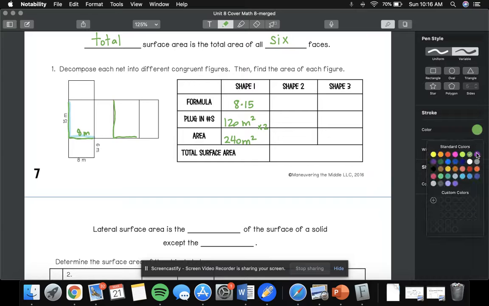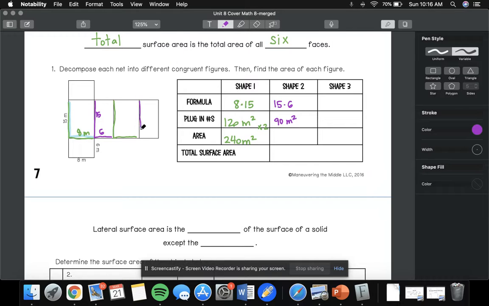Okay, so now let's pick another shape. Let's pick the skinnier one. Okay, so this one is still 15 meters long. But now we have to figure out how wide this rectangle is. Well, we used 8 for that one, so I think it has to be 6 meters. Okay, so we're going to do 15 times 6, and we get 90 square meters.